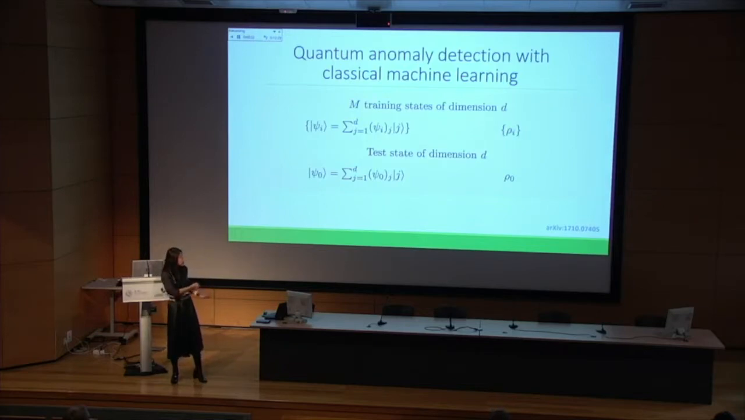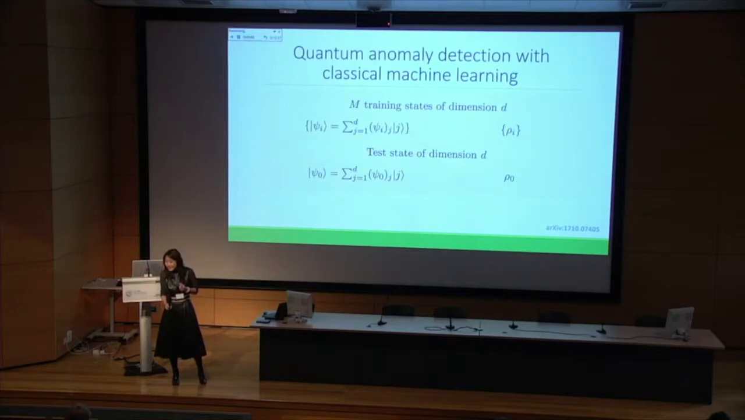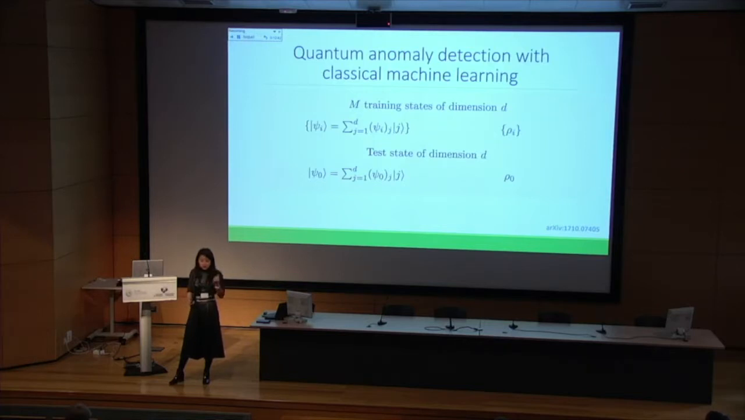But then we're given a test state. This test state, we don't know if it comes from that machine as it varies from day to day. It could be from a completely different machine. So our question is: is this new state similar to the states which we said are normal or not?